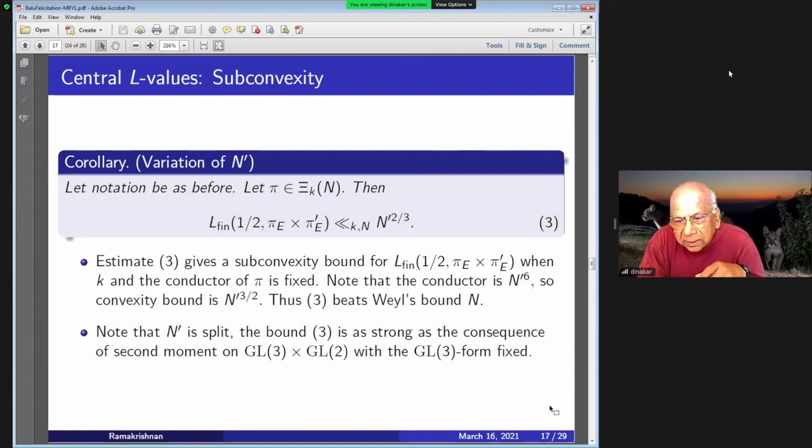In fact, this also beats Weil's bound. It's even less than the Weil exponent in this special case. So when you consider this big L function and vary n prime in the n prime direction, it's better than Weil's bound. Okay. And then here, of course, remember our n prime is a prime that is split in the imaginary quadratic field.